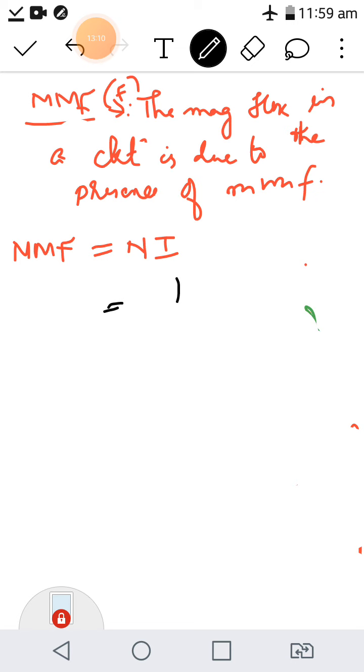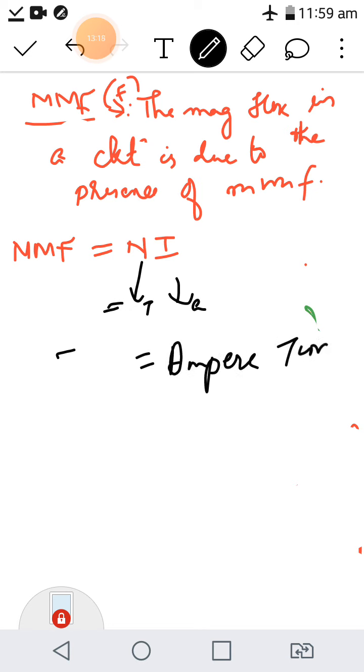The unit of current will be ampere. These are the number of turns. So normally the unit of MMF is represented by ampere turns. And normally this turns is not having any dimension, so simply we call ampere also. So anyway, the unit of MMF is ampere turns.